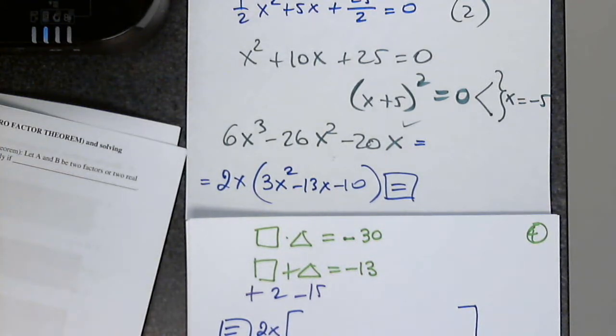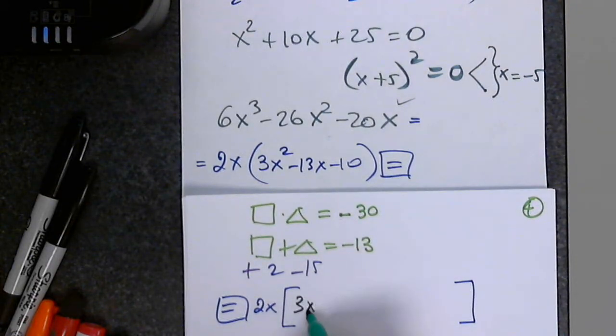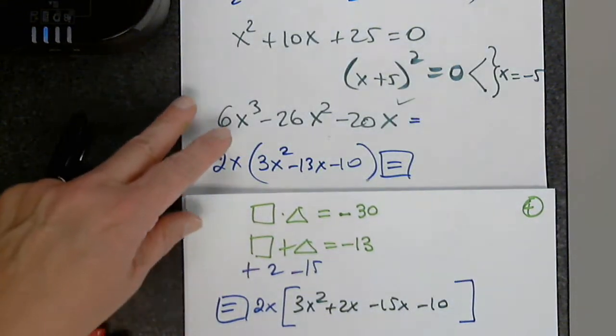Good. So what do I have in brackets now? 3x squared plus 2x minus 15x. Yes. And I have to use the long procedure because the leading coefficient is not 1. Otherwise, I would have gone directly to use the numbers we got. But I can't because the leading coefficient is not 1.